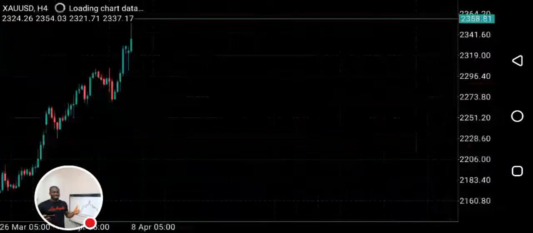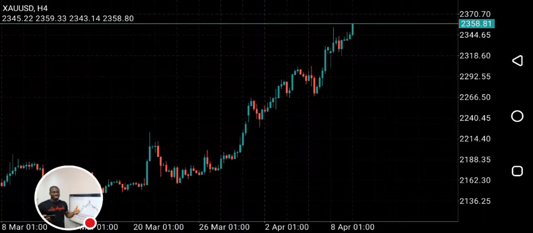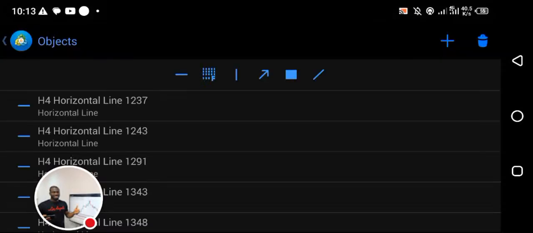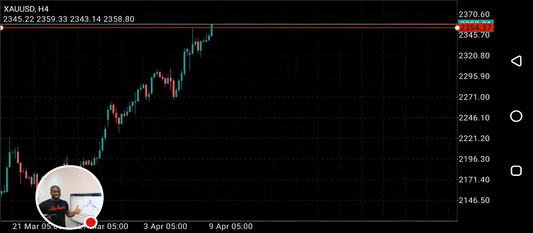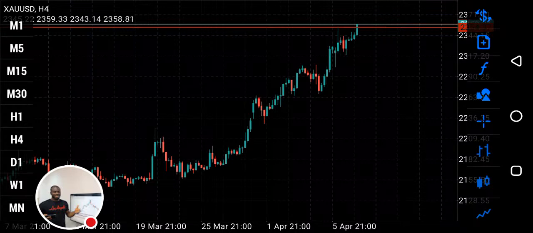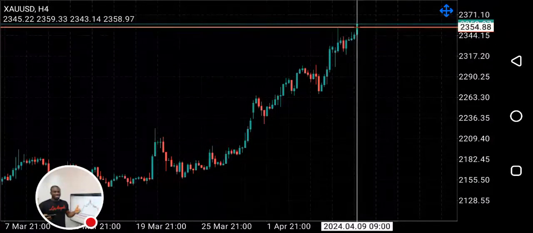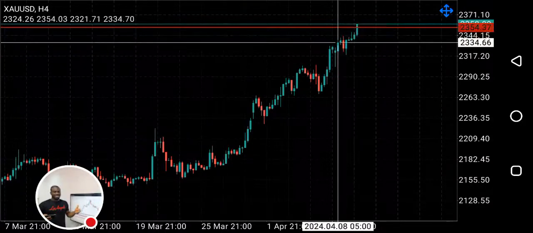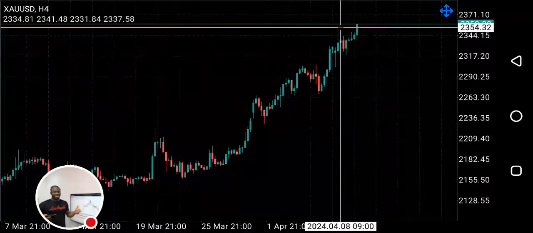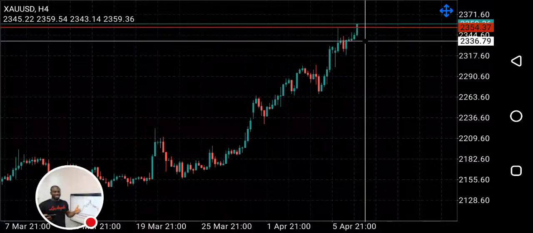Let's look at gold. Gold is still bullish at the moment. You cannot sell gold right now. It has cleared this previous high. Let's assume liquidity has been cleared at this high. So we have to wait for a bearish reversal pattern to form on the 4-hour before we sell.